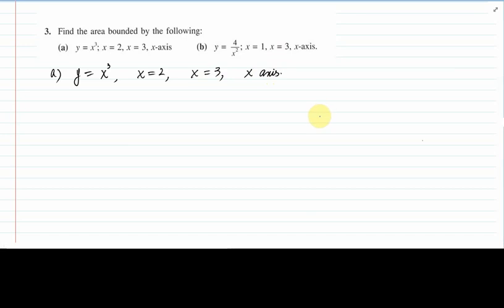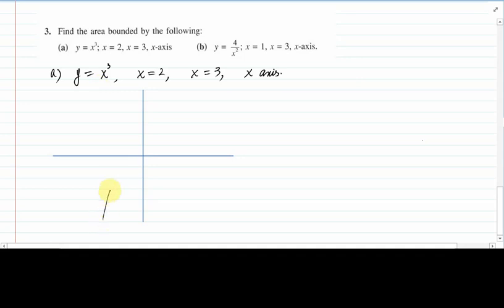Alright, so this question is similar to question number 2, except that in question number 2 we had a perfect graph, but in this question we need to construct a rough sketch first, and then it will be easy to find the area. Now the first thing, we need to plot the graph of y equals x cubed. So y equals x cubed follows this pattern, right? That is y equals x cubed.